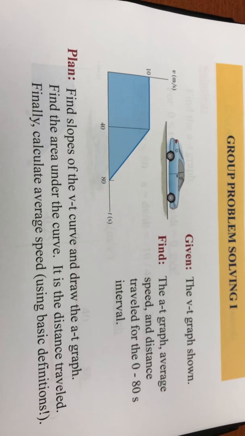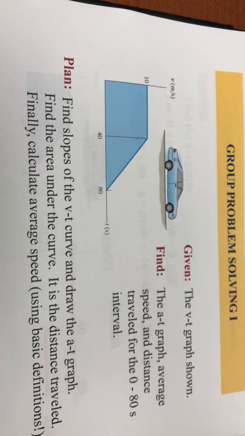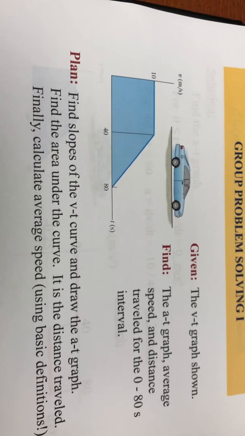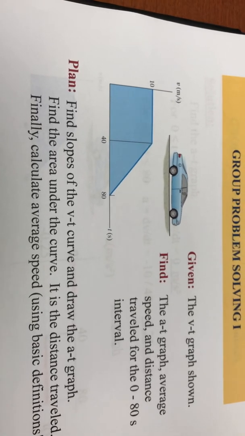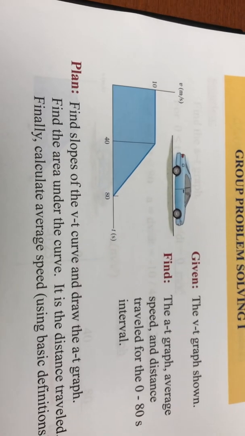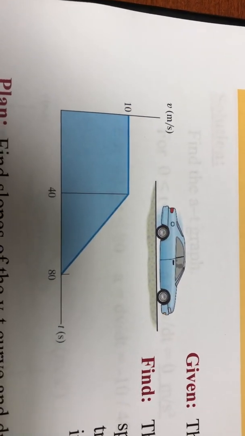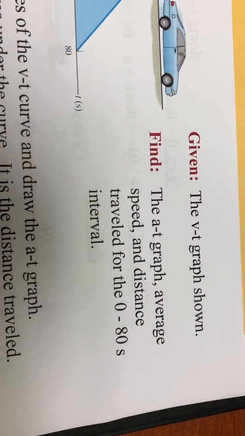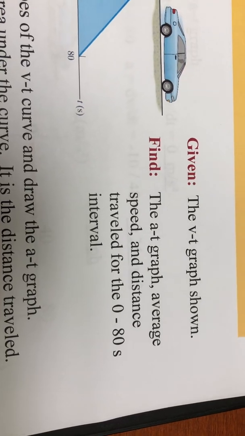Okay, now we haven't really talked about average speed and distance traveled in this lecture. That was covered in the previous lecture. So you may want to go back and look at your notes and look at the equations that we have for average speed and distance traveled. Okay, so you'll notice that what we have here is a v versus t graph. They want us to find the acceleration versus time graph and also the average speed and distance.